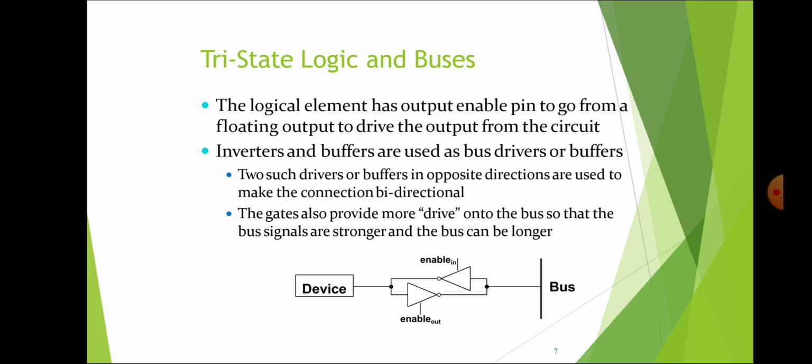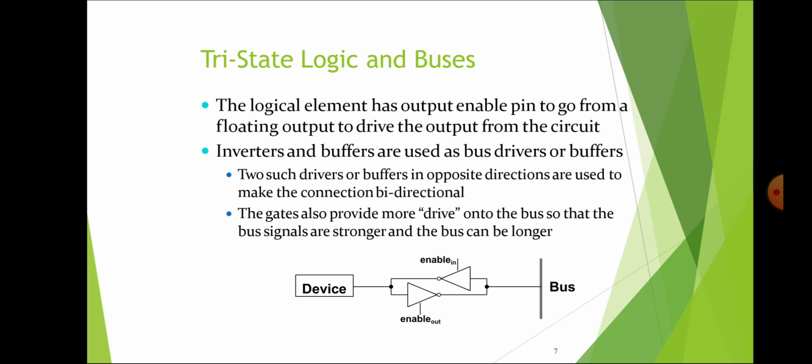So here is the tri-state logic and the buses I have explained. Here is the device and there is a block diagram, or you can say the circuit diagram. There is enable in and enable out, and it is connected to the bus. At one time you can have only one output from a device to the bus. So the device can send the data: if enable in is there, then it is given to the bus, or if there is enable out, then only it is given to the bus. So at a time only one signal can be given.